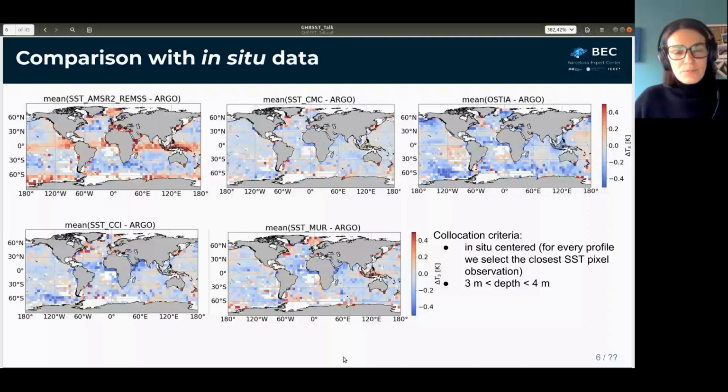So to begin with, I'm going to briefly show you the comparison with in situ data. This is the spatial distribution of the mean differences between satellite with respect to ARGO. They are ordered from the coarser resolution top on the left to the higher resolution. And our collocation criteria was the following: this in situ centered, meaning that for every profile we select the closest SST observation, the closest pixel of SST observation. We just used observations of the ARGO profiles with depths between 3 and 4 meters.